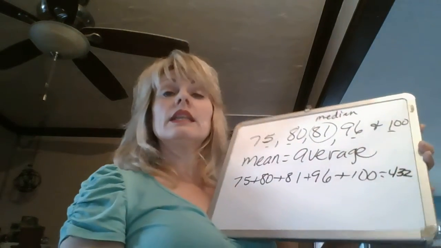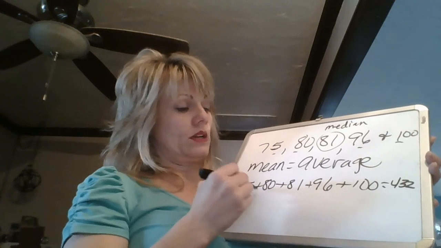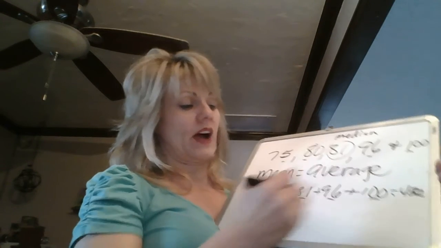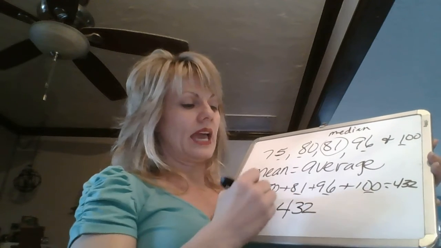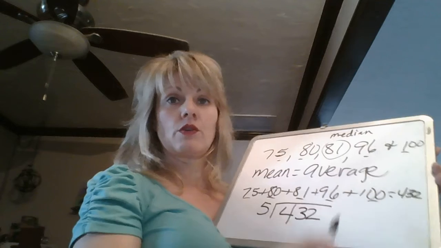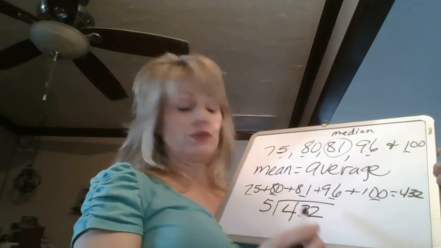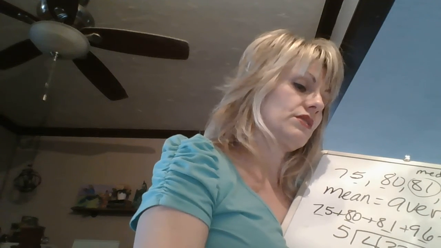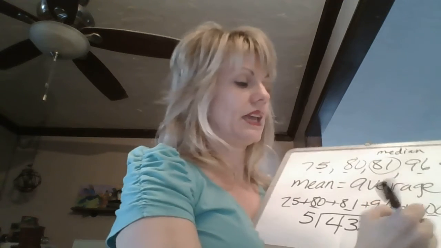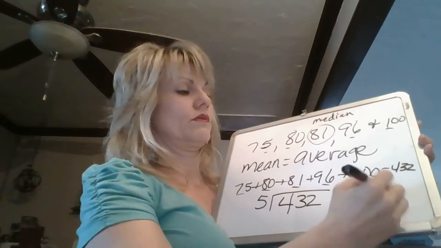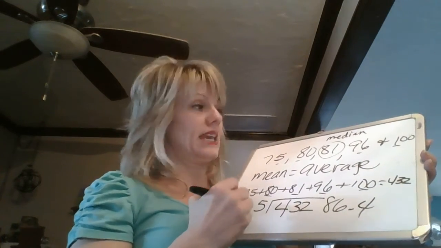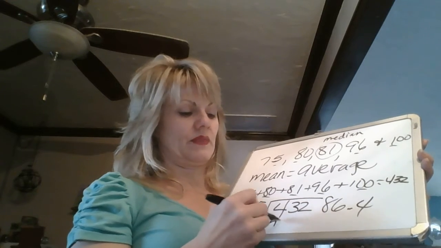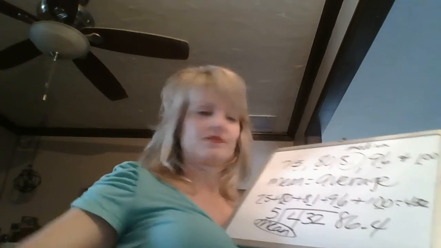432. Now, I have 1, 2, 3, 4, 5. So I need to take that total of them added up and divide by the number of grades there are. So 432 is the total, and I need to divide by 5, which equals 86.4. So the answer is the mean is larger.